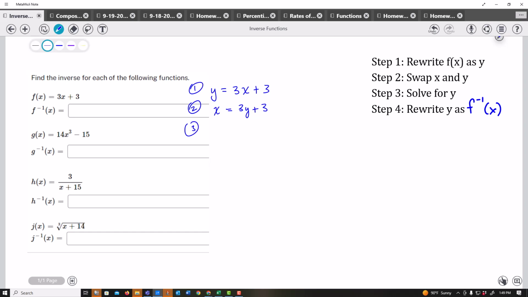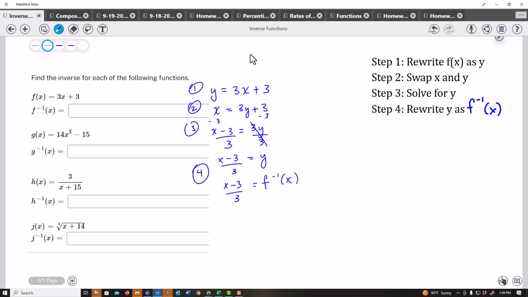So I could subtract 3 on both sides and get x minus 3 equals 3y. And then I can divide both sides by 3. So I get (x minus 3) over 3 equals y. And then finally, my fourth step would be just simply to rewrite my y as the inverse. And so (x minus 3) over 3.